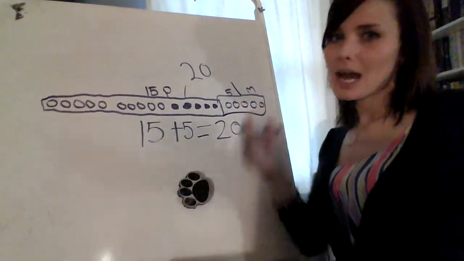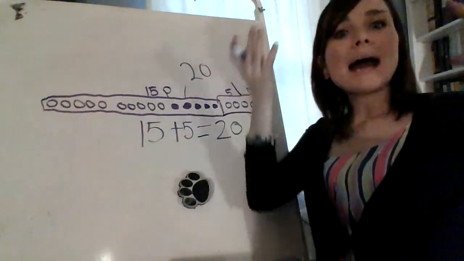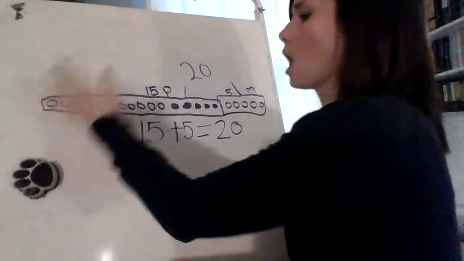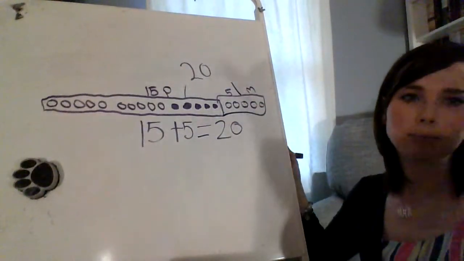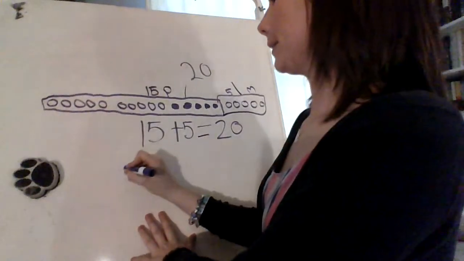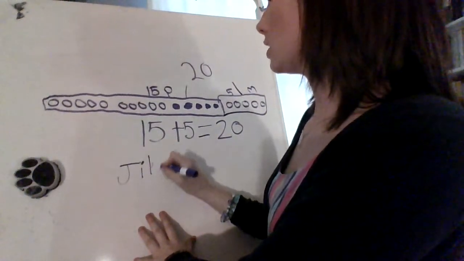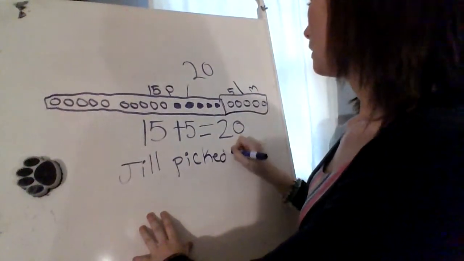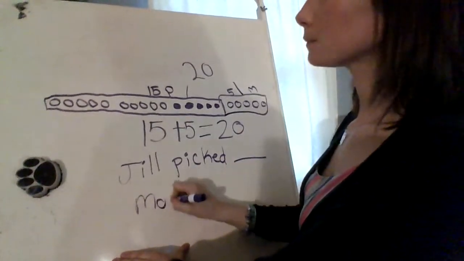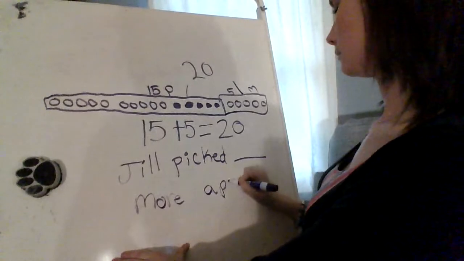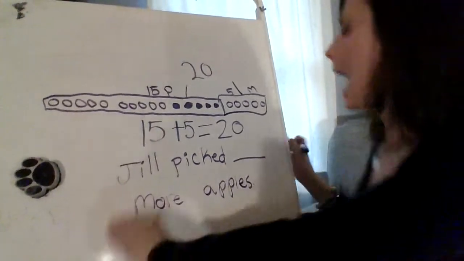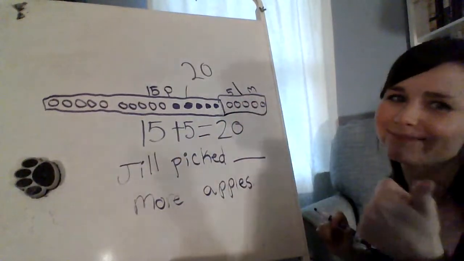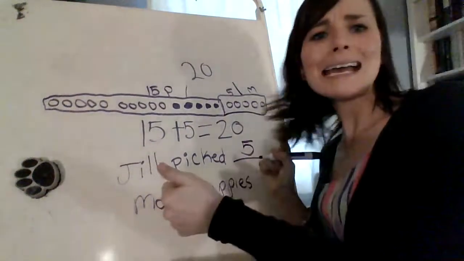Are we done, boys and girls? Got my picture, got my number sentence. What am I missing? My statement. We can't forget our statements. Those are super duper important. All right, and our statement is Jill picked blank more apples. So it says Jill, I'm going to write it. Jill picked blank more apples. How many more apples did she pick, boys and girls? What was the mystery number we found? 5. Nice job. You are rocking it. Love it. Woo!